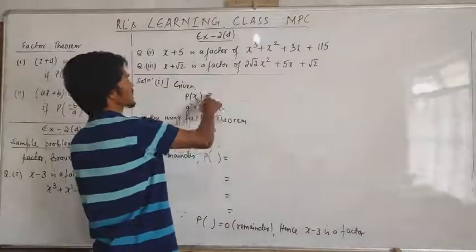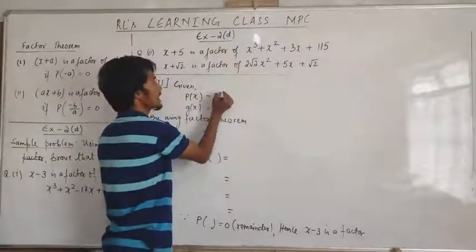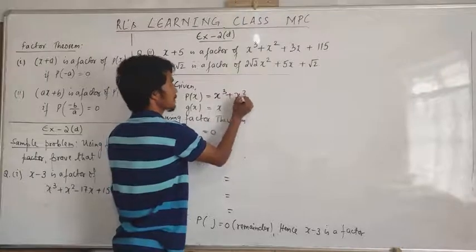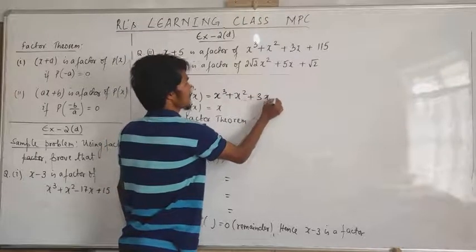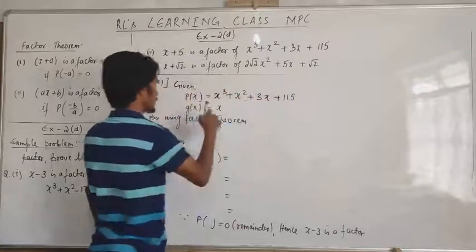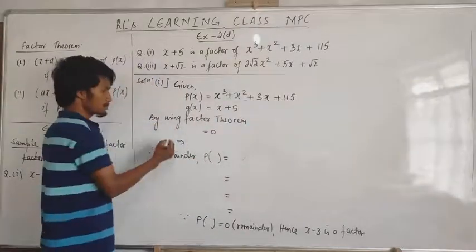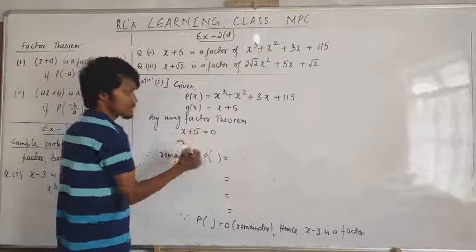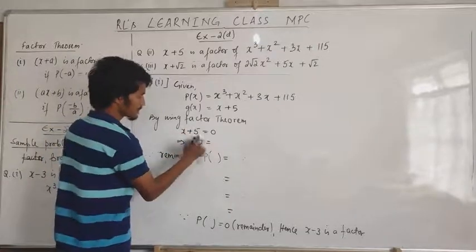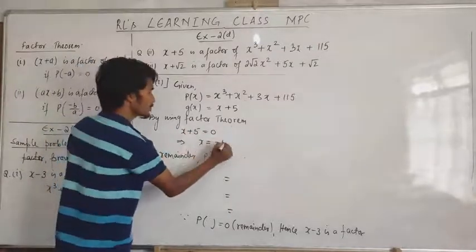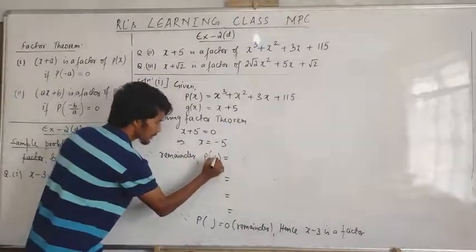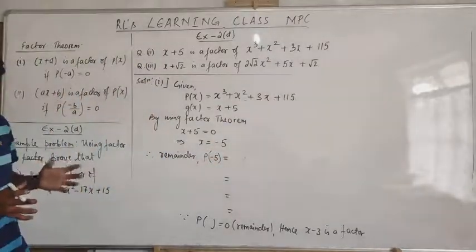Okay, now let's consider this as p of x, which is x cubed plus x squared plus 3x plus 115. Then g of x is x plus 5, and from the factor theorem, x plus 5 equals 0. Now this plus will go to the right side and change to minus, so x is minus 5, like in the last question.